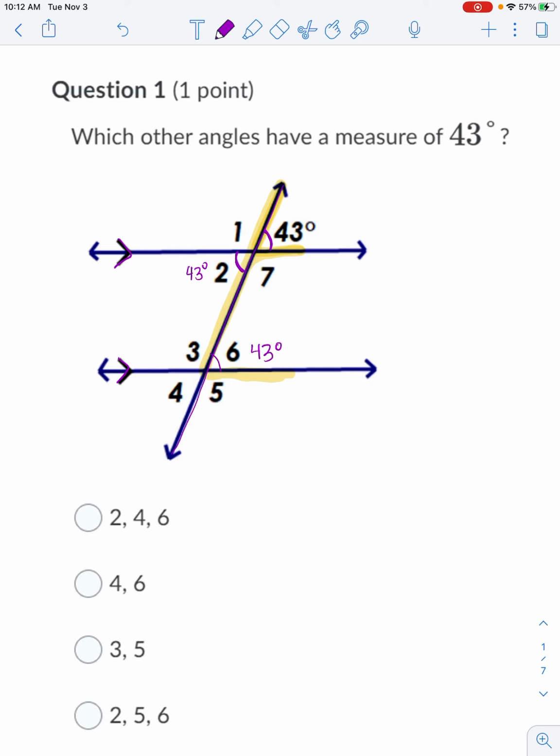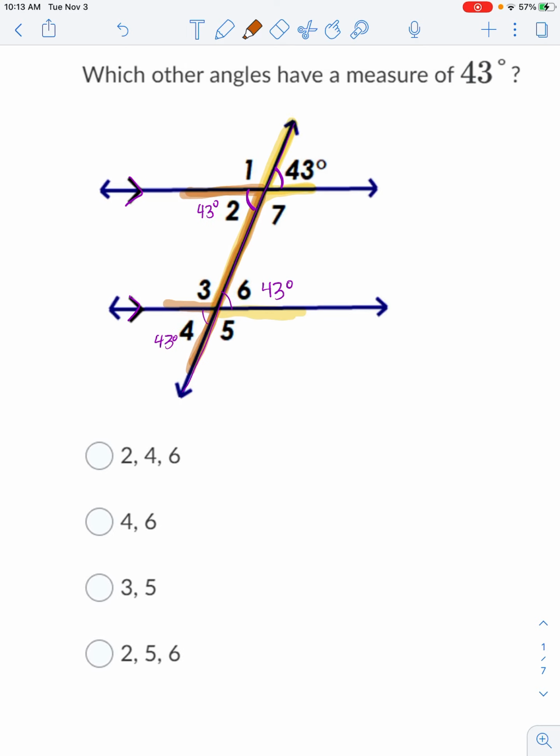And for this last one, we could do a few things. I see that 4 is a vertical angle with 6, so it must be 43 degrees. You could have also used another set of corresponding angles, and that would be right here. Draw another backwards F, and you would see that those two are congruent. And so we would say 2, 4, and 6.